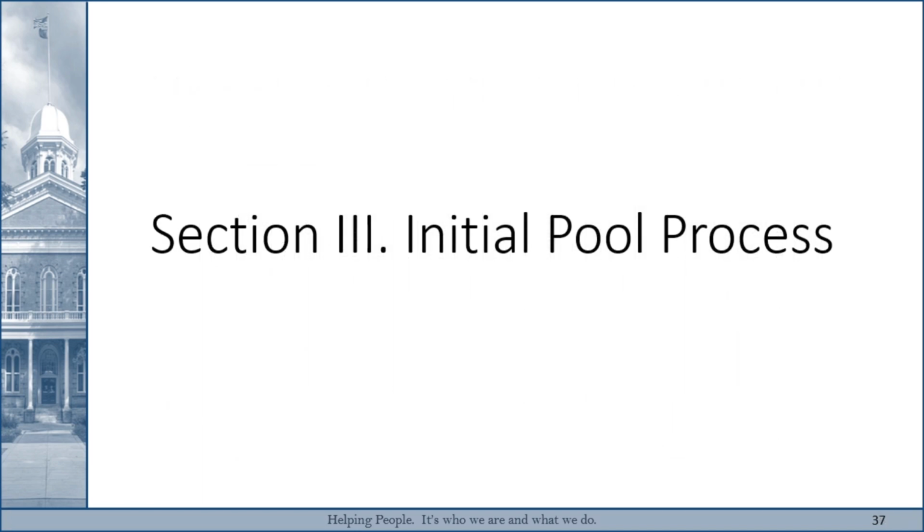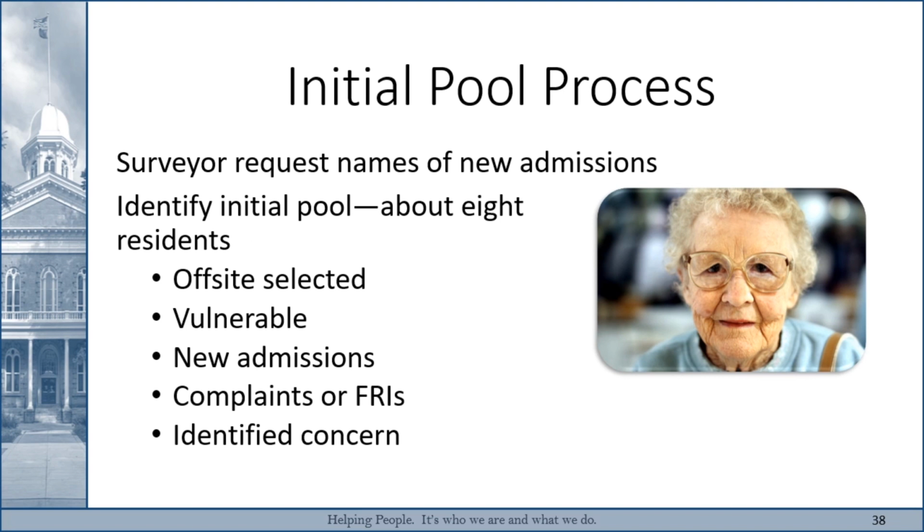Section 3, the initial pool process. Now we will talk about the initial pool process, which begins once you get your assigned area. The surveyor will request names of new admissions in the last 30 days, and they will identify in the initial pool about 8 residents. These could be off-site selected, vulnerable, new admissions, complaints or facility reported incidents, and identified concerns.